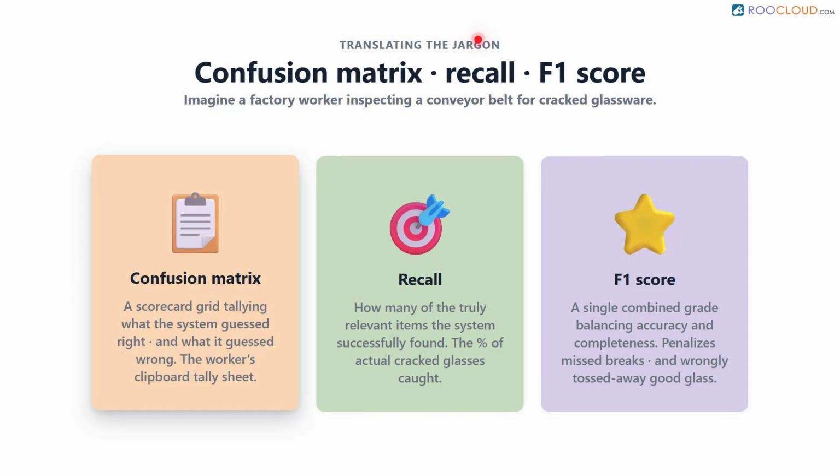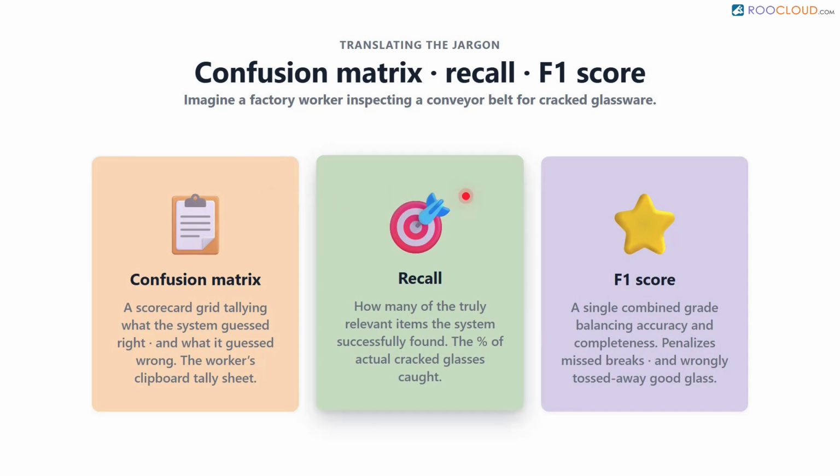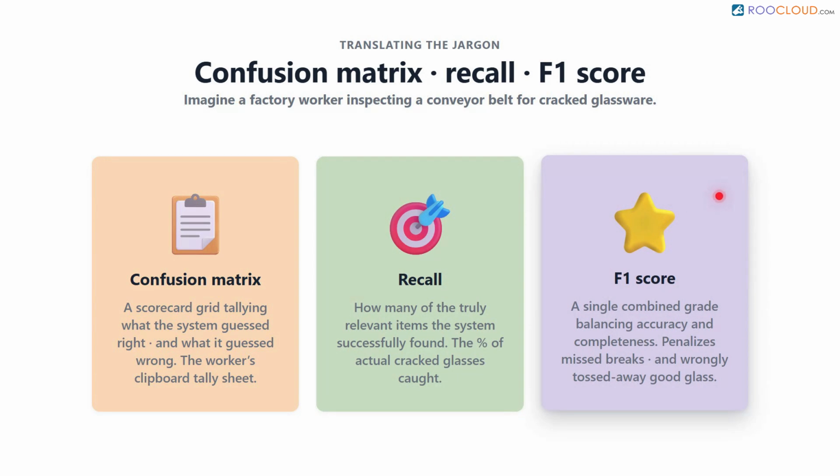recall, and the F1 score. A confusion matrix is simply a scorecard grid that tallies exactly what the system guessed correctly and what it guessed incorrectly. Recall is a metric showing how many of the truly relevant items the system successfully found. The F1 score is a single combined grade that balances accuracy and completeness.